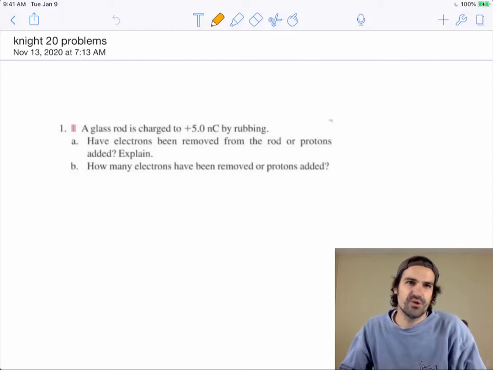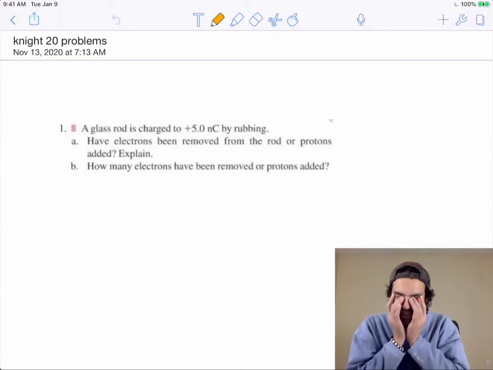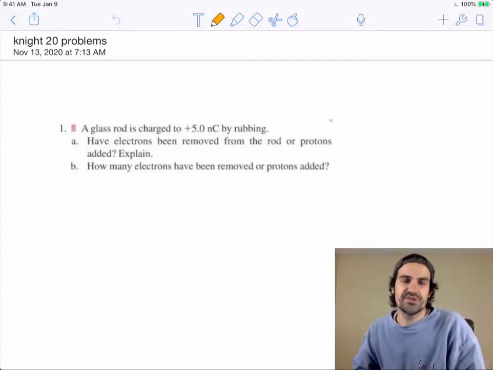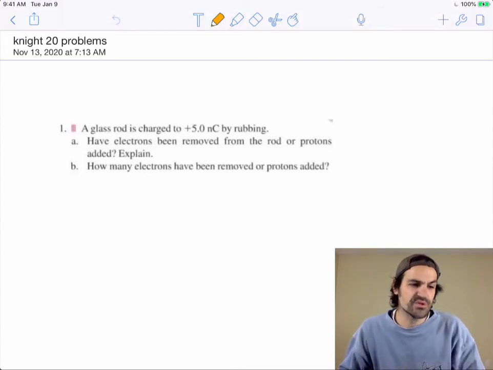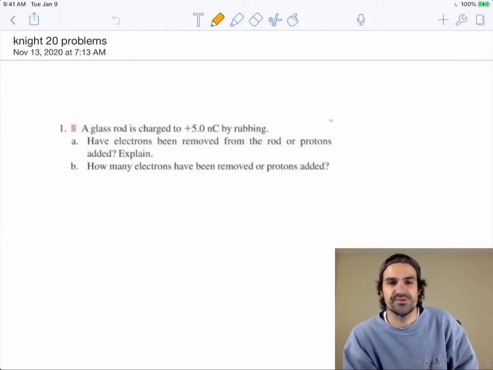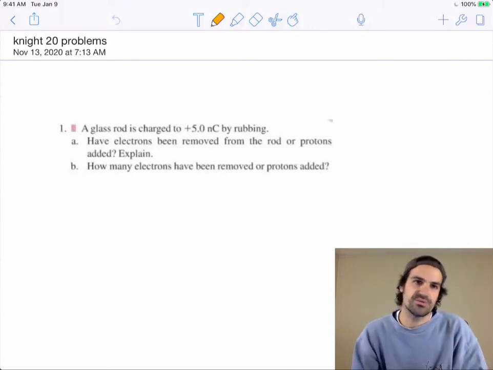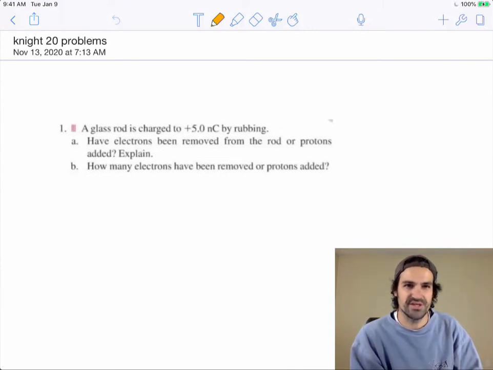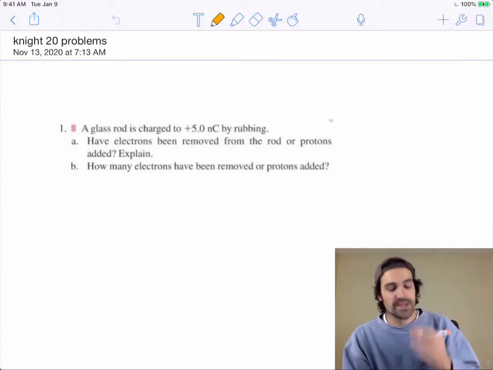Alright, so here's a walkthrough of Chapter 20 problem set 1, and I tried to not look at these as much as possible, or at least look at what I had done 2 years back, so that this would be kind of like a blind walkthrough so you can see my thought process as I'm approaching the problems.